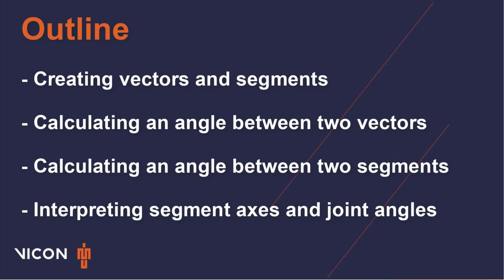In this video, we will look at some examples of different ways we can use ProCalc to calculate a joint angle. ProCalc can calculate joint angles between two vectors or between two segments, so I'll start by showing how we can create vectors and segments. I will then demonstrate how to calculate a simple angle between two vectors, and then how you can calculate a 3D angle between two segments. I will finish with a brief discussion on how to interpret your segment axes and joint angle outputs.